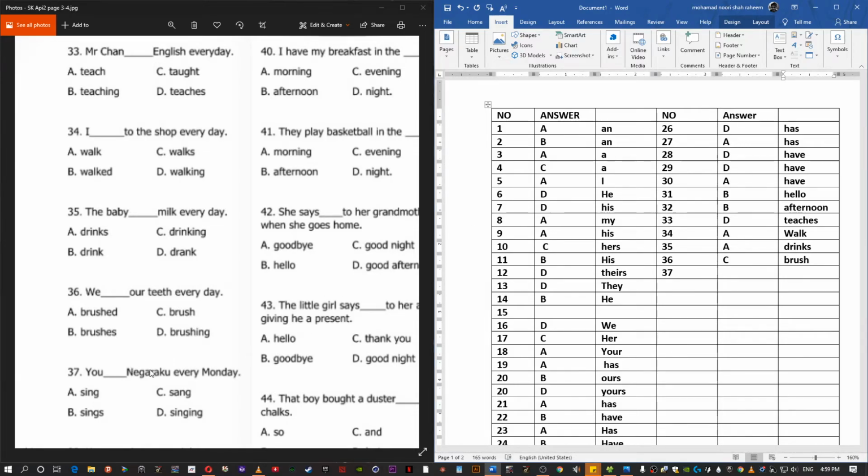Okay, 37. You negaraku every day. You sing every day. Present tense. Sing you. But you are special, so we use sing. You don't use sings. Okay.